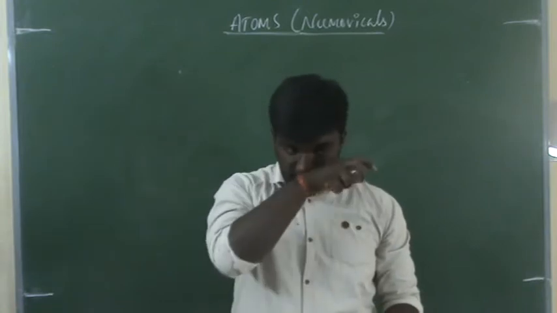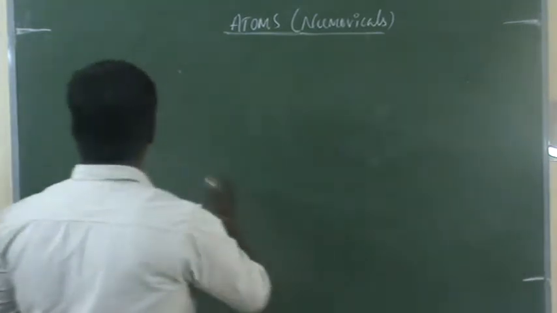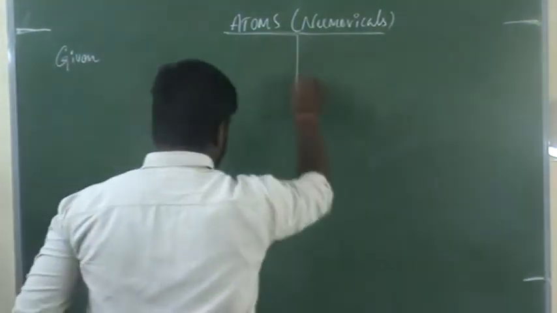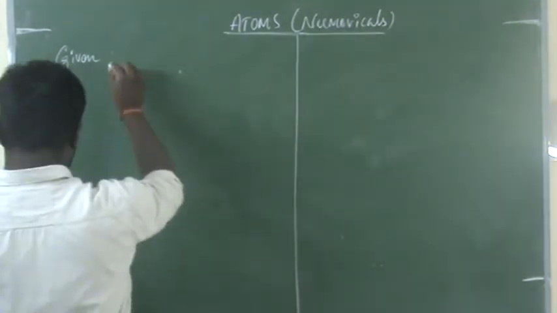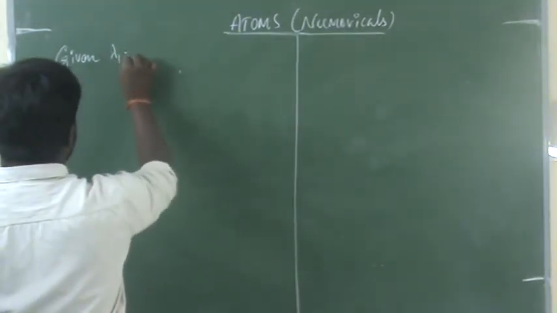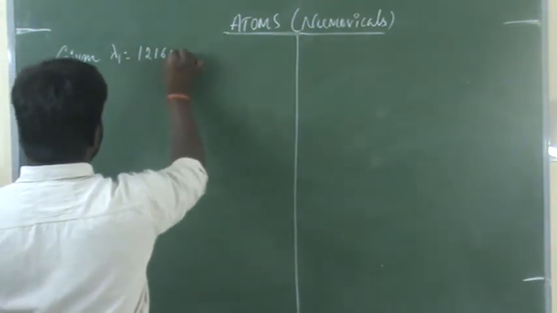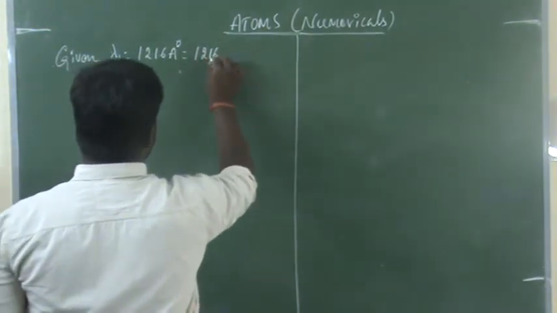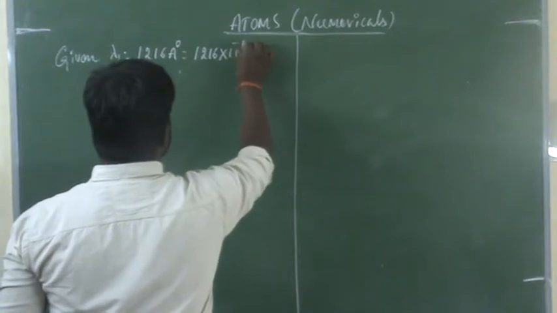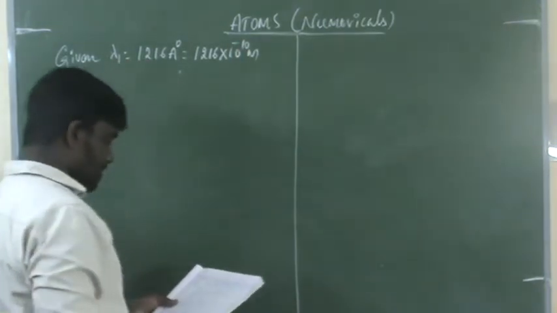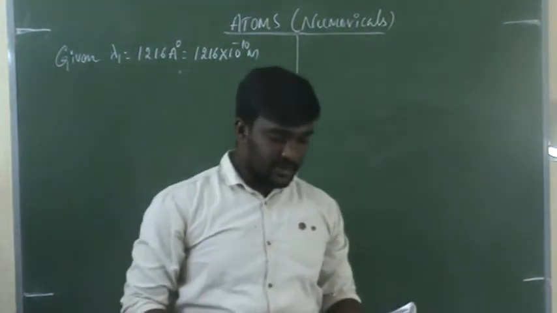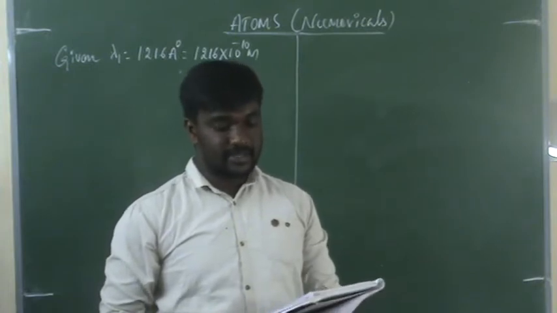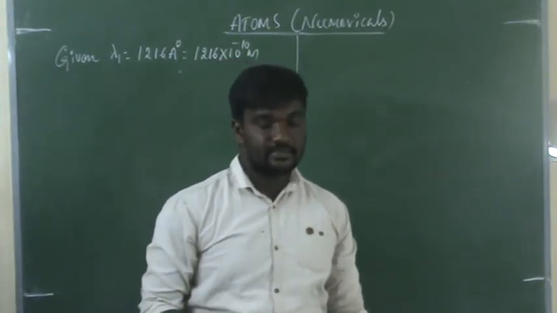First, the given wavelength of the first member of the Lyman series is 1216 angstrom, which means 1216 into 10 to the power of minus 10 meters. Calculate the wavelength of the third member of the Balmer series and also the series limit of the Balmer series.